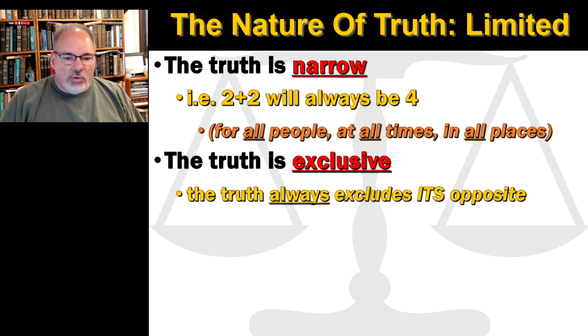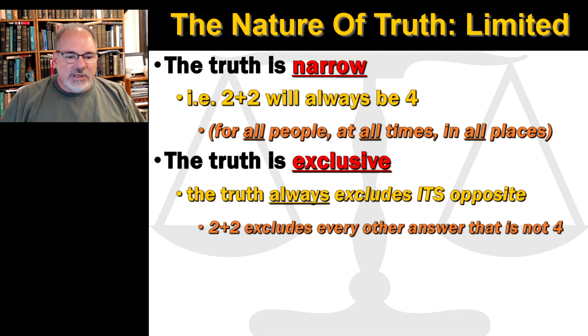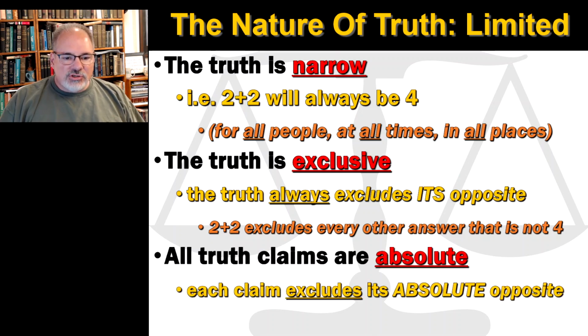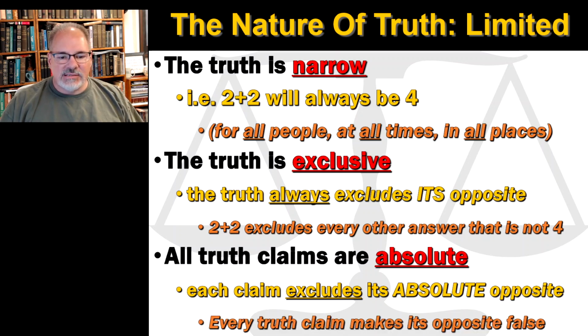The truth always excludes its opposite. It can't not, right? 2 plus 2 excludes every other answer that is not 4. It's as simple as that. All truth claims are absolute. Each claim excludes its absolute opposite, right? Every truth claim makes its opposite false. If I try to tell you that 2 and 2 is not 4, well, I'm excluding, even though I'm wrong, I'm excluding whatever is opposite that. There's no way to get away from this.